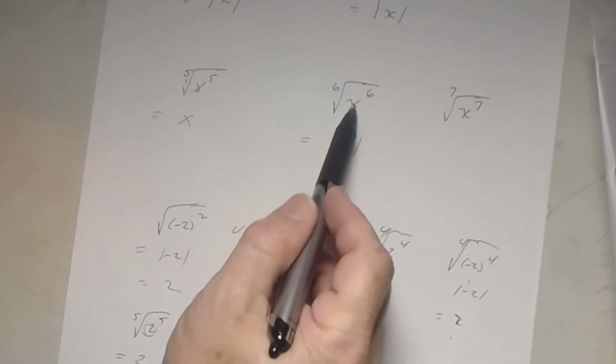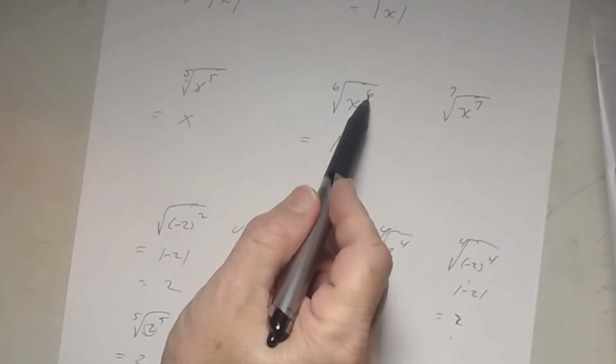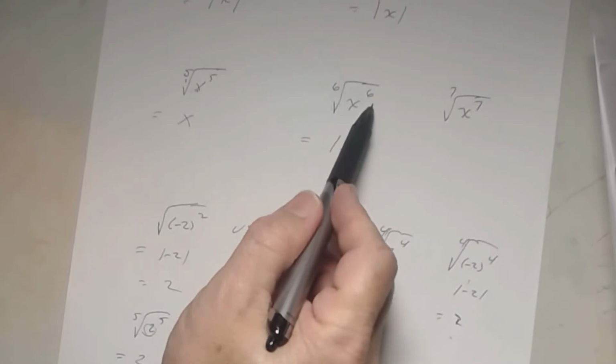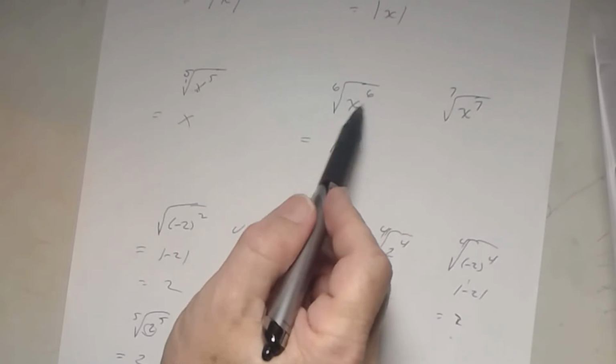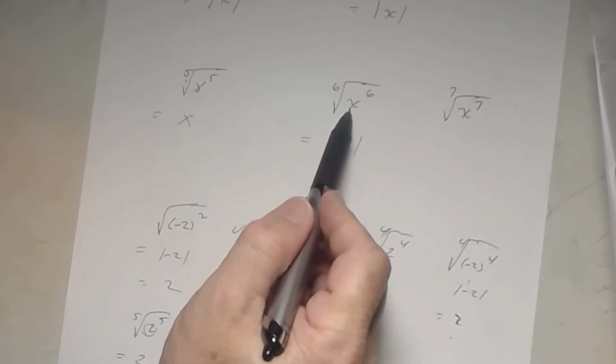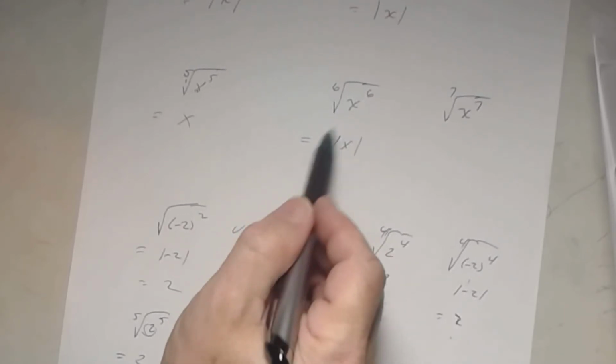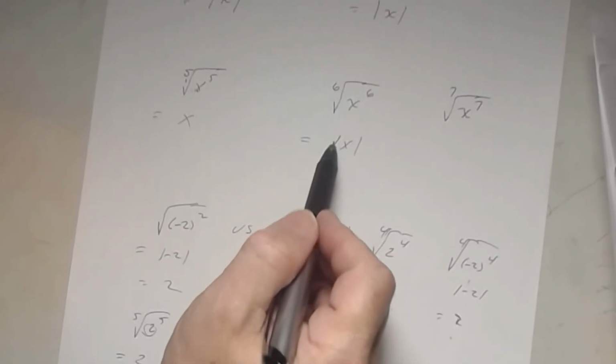Here, though, when I raise a positive number to the sixth power, it's going to be positive. When I raise a negative number to the sixth power, it's also going to be what? Positive. So you can't say the answer is just whatever that number is, because it's not. So if this is a negative 4, then the sixth root of negative 4 to the sixth power is not negative 4, it's the absolute value of negative 4, which is 4.